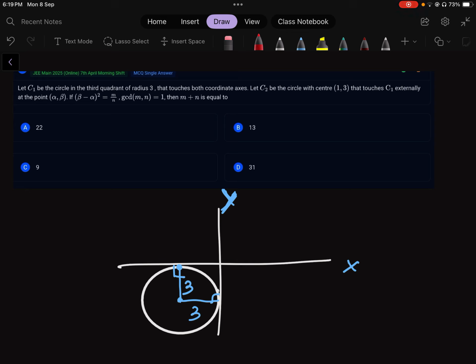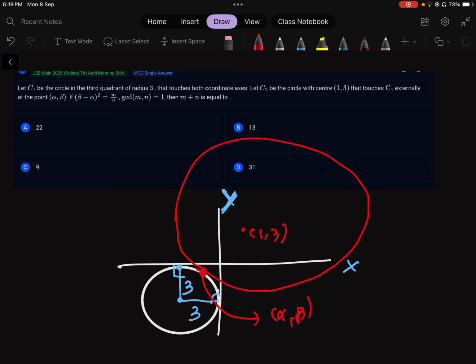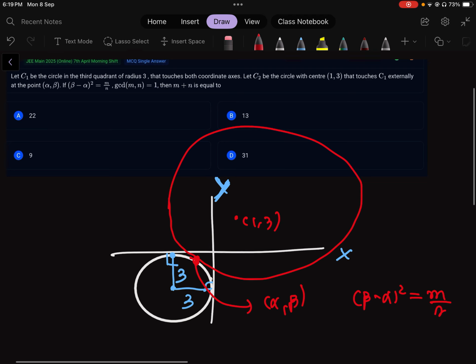So a circle somewhere around here, 1, 3, that touches C1 externally. So it's going to touch C1 at a point, let's say, right? At a point alpha comma beta. So we need to compute beta minus alpha square. Call this m by n, where m and n don't have any common factor, and we just need to compute m plus n. So essentially, we need alpha and beta, right?